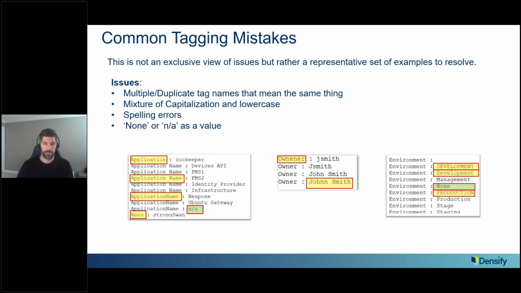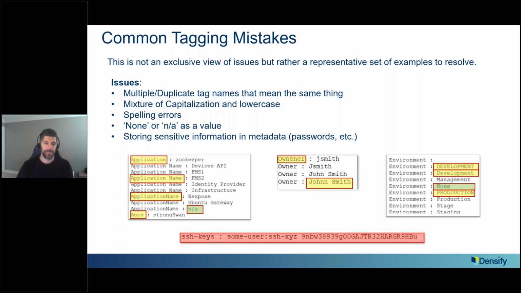And probably the strangest, or the most common tagging mistake to avoid, is storing sensitive information in your tags. We have seen examples of customers where they've actually entered things like SSH keys in their metadata, which is a big no-no. I mean, it's basically a clear text password. It should not be something that's entered in metadata at all. This data should be encrypted, not kept in resource metadata that can be accessed inadvertently by other tools.